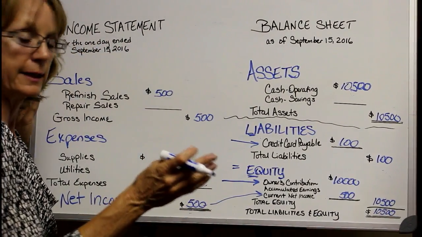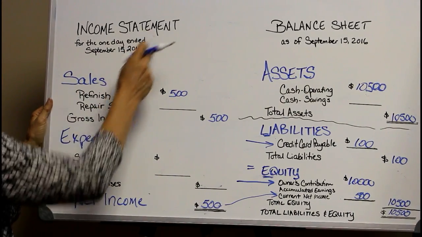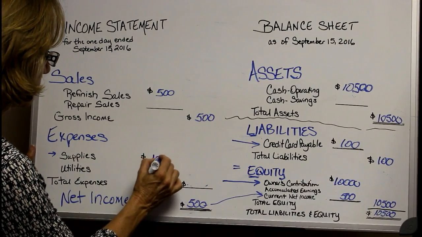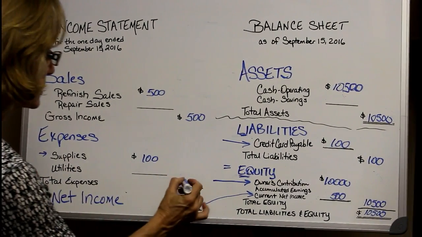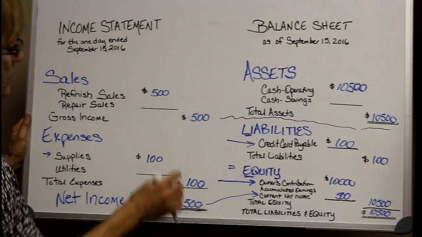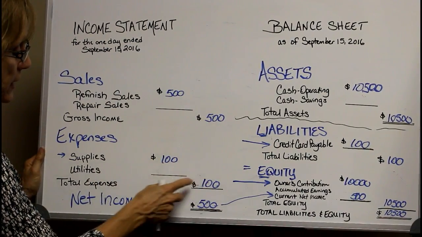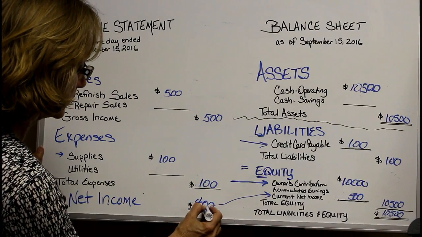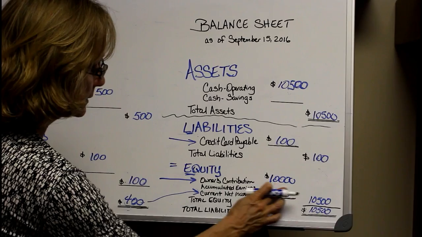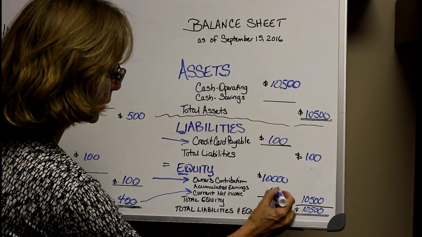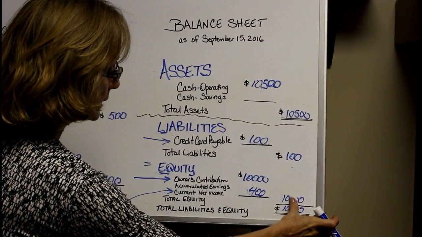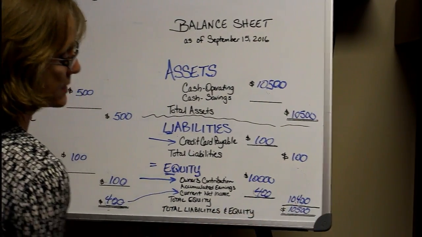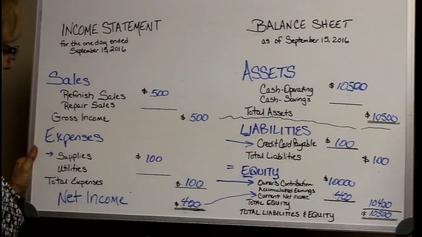The other side of that entry is an expense, so it comes over here to the income statement under the supplies account, $100. Our total expenses so far are $100, so our gross income was $500 minus $100 equals a $400 net now. That will flow through to the balance sheet, $400. Our total here now is $10,400. 10,400 plus 100 equals 10,500. Boom, we're still in balance.